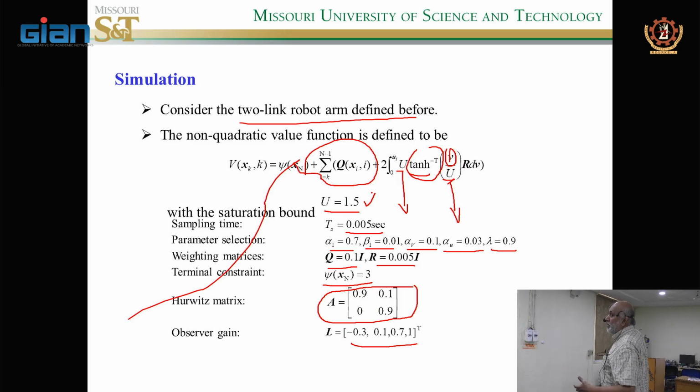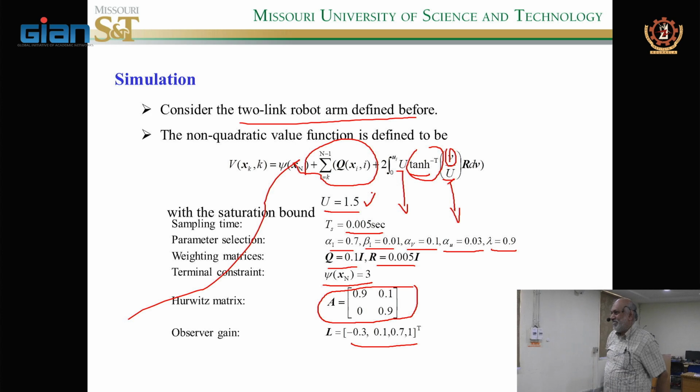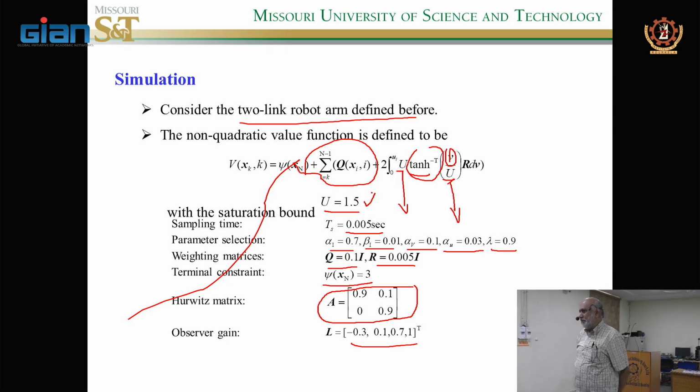But here we don't have that problem, because the only idea of the inversion here is that you want to make sure you are pushing the actuator controller output values within that limit. You're not inverting the dynamics. That's the difference.